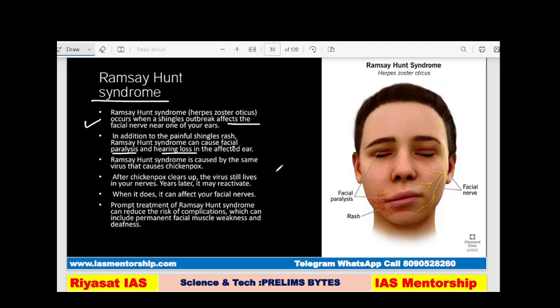And it is caused by the same virus that is responsible for chickenpox. The virus that causes chickenpox is also the cause of Ramsay-Hunt syndrome. Clear? So basically it affects your facial nerves. What is the treatment? The treatment is having your medications. You can see how this face has been paralyzed, rashes, facial nerves, facial paralysis. This is your Ramsay-Hunt syndrome.